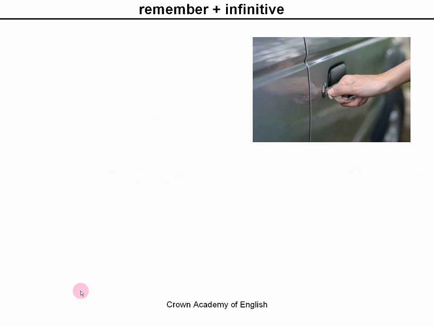Let's look at the infinitive. Remember, followed by a verb in the infinitive. So here is our sentence again. Mark remembers to lock the car. Here is the infinitive. The infinitive is the word to, followed by the base form of the verb, to lock. So what does this mean?